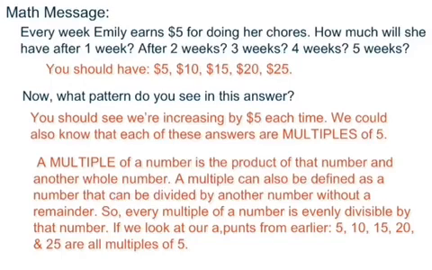A multiple can also be defined as a number that can be divided by another number without a remainder, right? With nothing left over, so it's evenly dividing, all right? So every multiple of a number is evenly divisible by that number. If we look at our answers from earlier, 5, 10, 15, 20, and 25 are all multiples of 5. All right, so make sure that makes sense to you. Jot that in your notebook. When you're done, come on back.